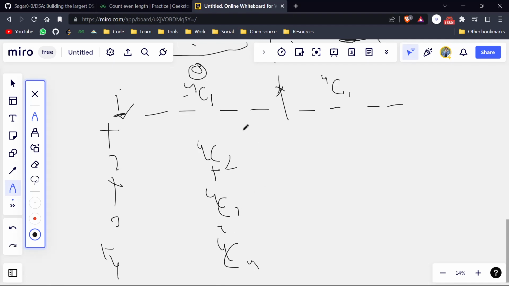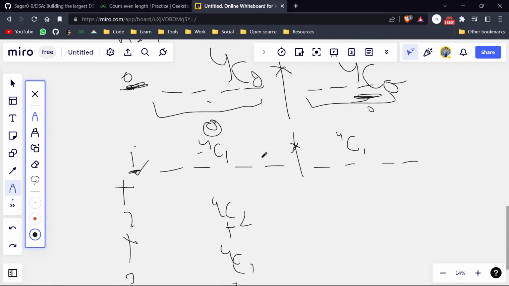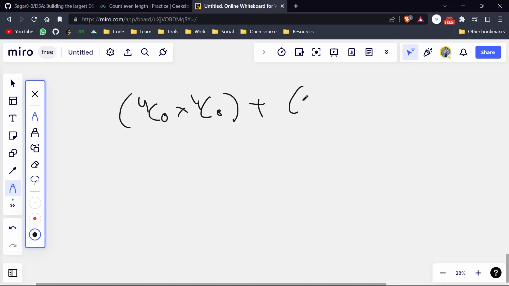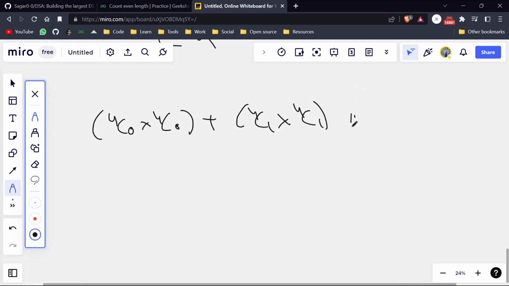So what will be our final answer? First of all, we are finding 4C0, right? So what is our final answer? First of all, we are counting 4C0, and then we are adding 4C1, and after that we are adding more values, that is 4C2, and this 4 is our n, so let me write it more generic.